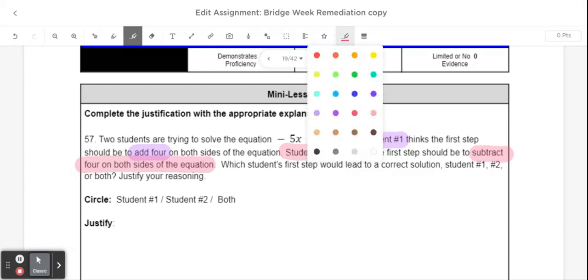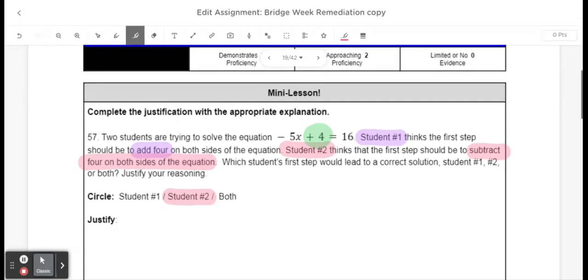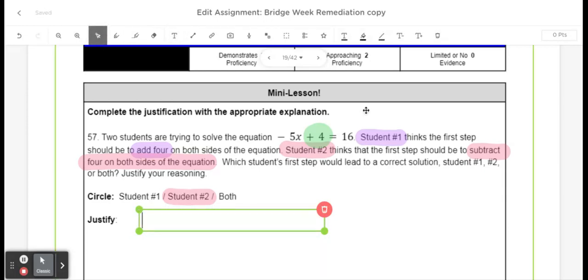Well, if I was going to solve this problem, I would start by trying to undo this plus 4, which means my first step would be to subtract 4. Out of these two students, the only student who said that we should subtract 4 would be student number 2. So student number 2 is going to be the student whose solution leads to the correct answer. Now, in order to justify your answer here, what you want to do is explain that you knew you needed to undo the plus 4 and that the way to do that would be to subtract 4.